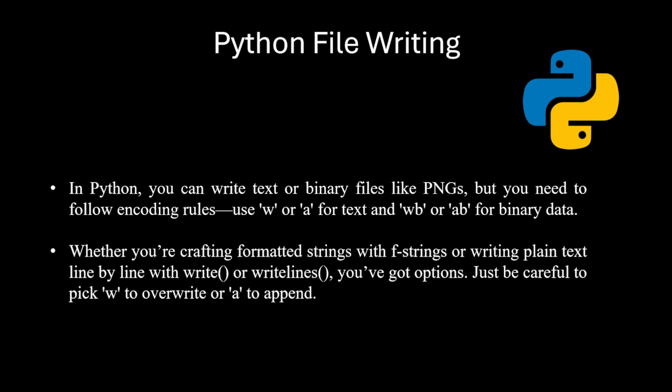Now, when writing text files, Python gives you a few methods. You can use write for plain strings or writelines if you are writing a list of lines. If you are building dynamic content, Python's f-strings can help you generate a structured output. Just remember, choosing between W and A is critical. One will erase your file and the other will add to it. Let's take a closer look at how these modes behave.